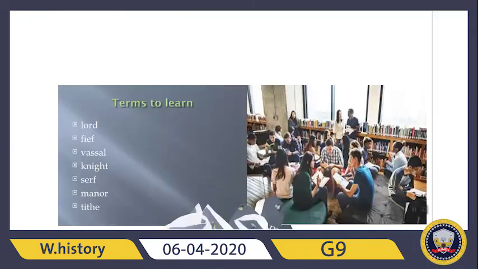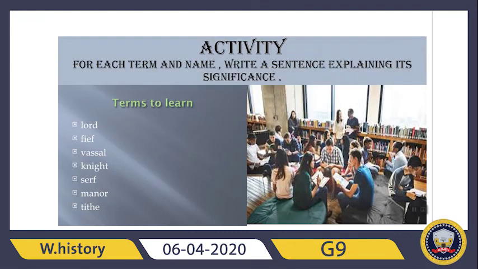Now at the end of this lesson, we have an activity for today. Before attempting this activity, my request to all of you is to read this lesson thoroughly. In your book, I'm telling you again, pages 358, 359, 360, 361, 362 and 363. In other words, from page 358 to 363.